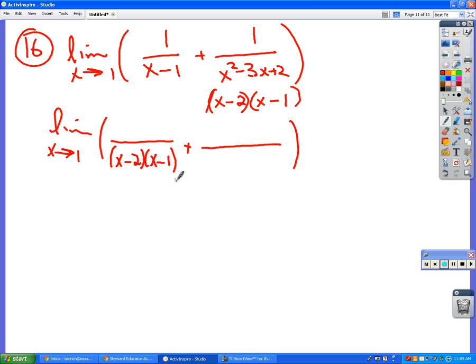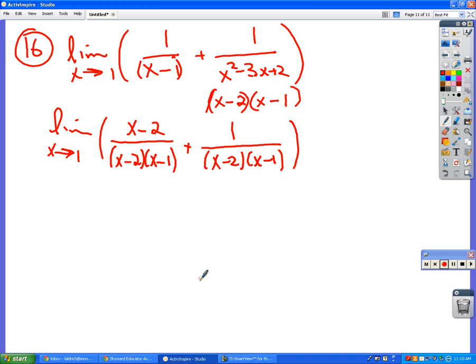All right, so your common denominator is going to be x minus 2 times x minus 1, right? This already had an x minus 1, so I only need to multiply by x minus 2. So 1 times x minus 2 is x minus 2, and I'm done with that. The other one stays one. Oh, you can't cancel, plus 1.